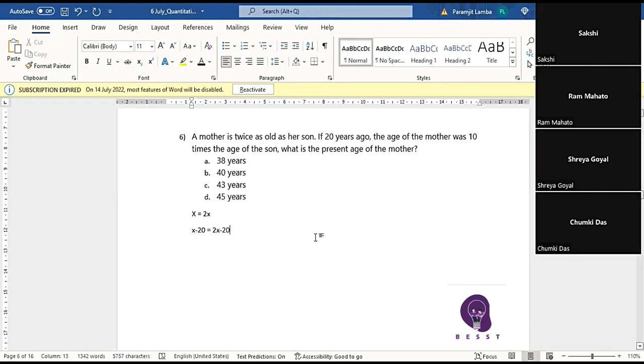So 20 years ago, what was the status? The age of the mother was 10 times the age of the son. This is the age of the mother. She was 10 times the age of her son. So 10 into, like this. Now can somebody quickly solve this equation and tell me what the answer of x is?